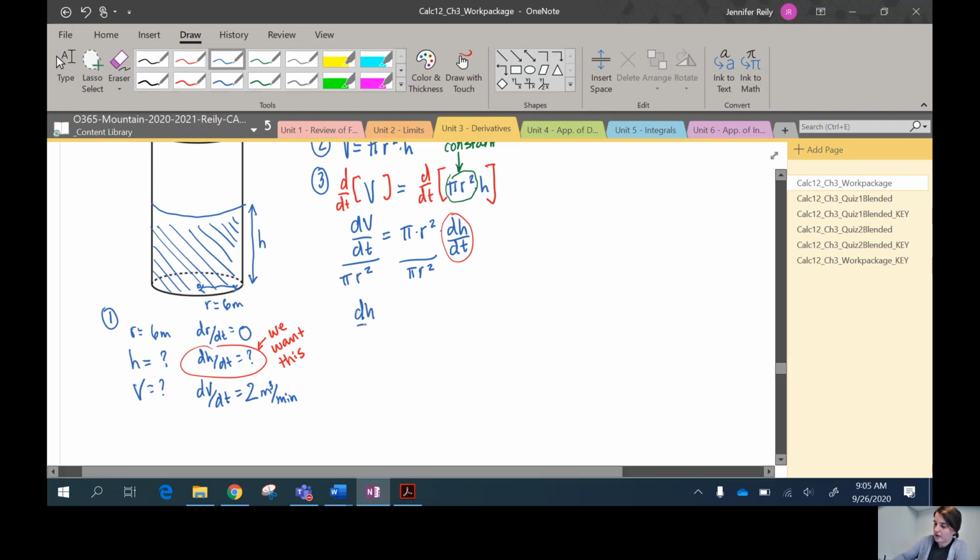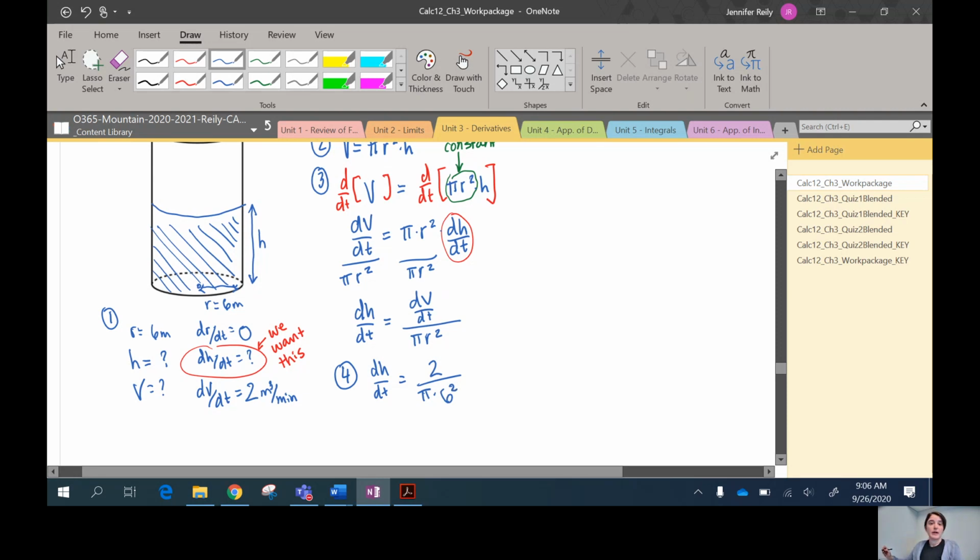So we get dh/dt equals dV/dt over pi r squared. And the last step is to plug in all the known values. So we know that the change in volume with respect to time is 2 meters cubed per minute. Pi is just a constant, pi. And r squared would be 6 squared.